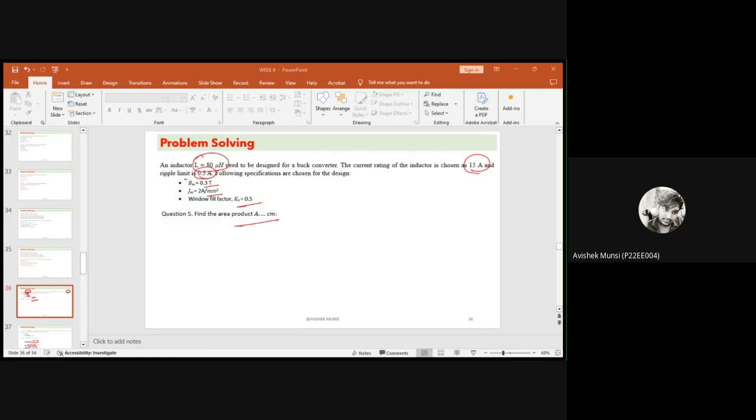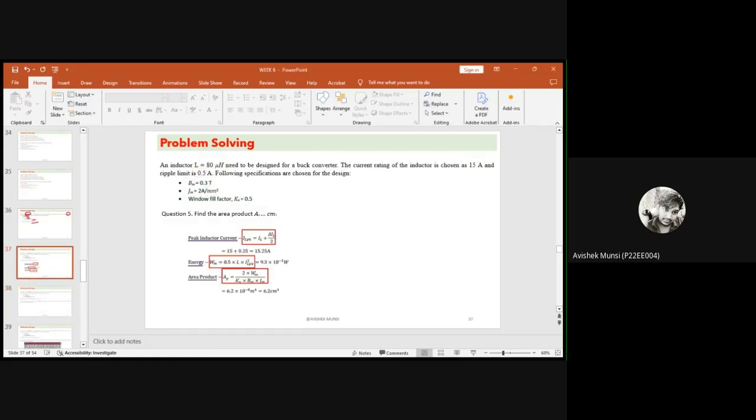Based on the formula, you have to calculate it. This was the formula that was already discussed. What will be the peak inductor current for a buck converter? We discussed in the first class that it will be the average inductor current plus the ripple by 2, so it will be 15.25 amp. Now the energy, that is half L I squared, is calculated as 9.3 joules.